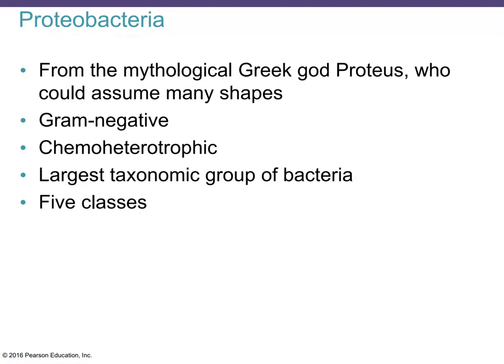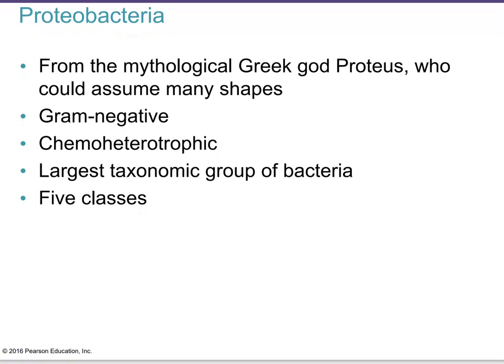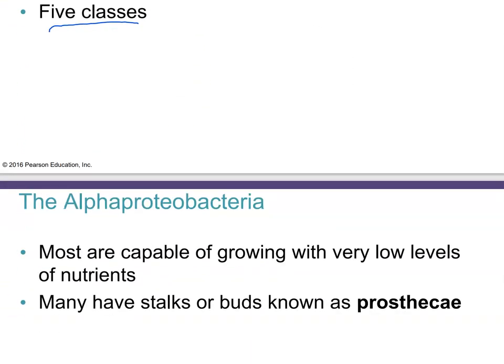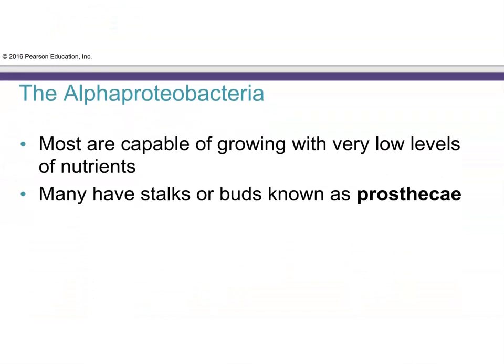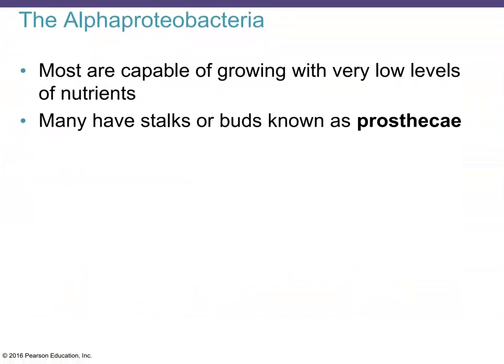They are gram-negatives, and they got their name from this Greek god Proteus that was able to assume many shapes. And so you can expect that this is a very diverse group of bacteria. They're all gram-negatives. They're chemoheterotrophic, so they can't photosynthesize, and it's the largest taxonomic group of bacteria, and you will see how large they are. There are 5 classes. And we're going to start with the alpha proteobacteria. So the first class, the alpha proteobacteria.